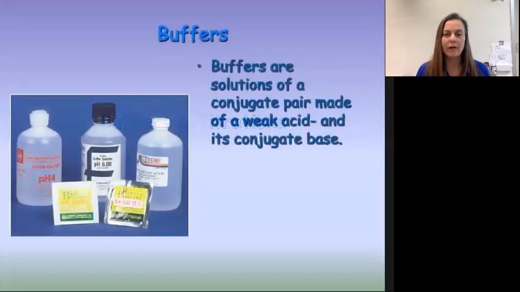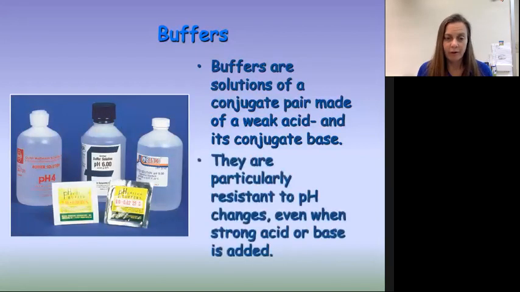A buffer is a solution that's made of a conjugate pair, a weak acid and its conjugate base. So we're looking for an acid conjugate base pair or a base conjugate acid pair. And they have to be weak. You cannot make a buffer with a strong acid and its conjugate base, or a strong base and its conjugate acid. So buffers are always made with a weak acid and its conjugate base, or a weak base and its conjugate acid. So it's always a conjugate pair.